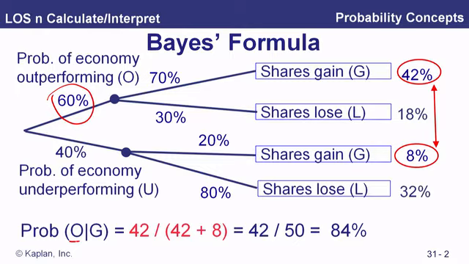probability of outperformance, and say, well, if we had that information that shares had gained, then we can revise that estimate of outperformance and say, well, our new estimate based on that information is 84%.